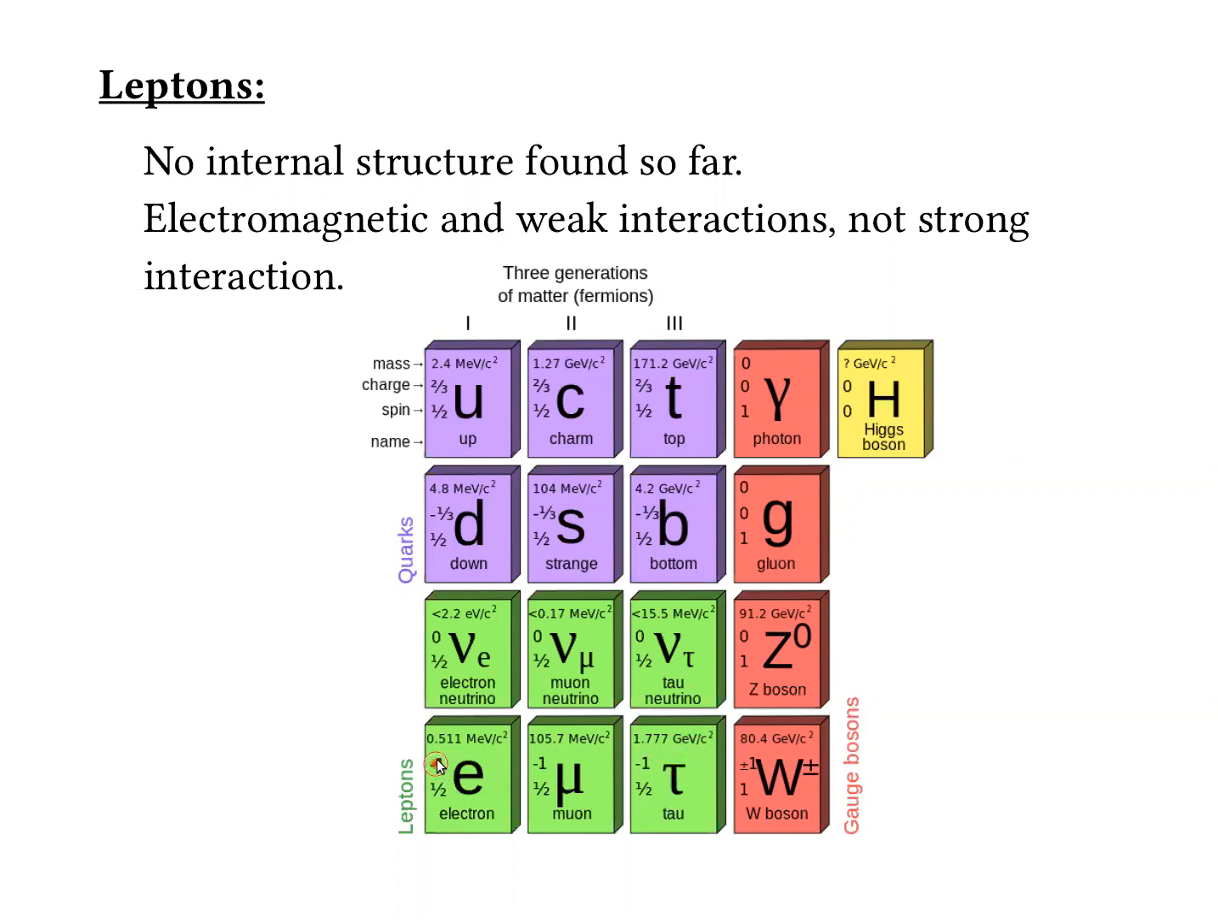These have charge: the electron is -1, and the muon and tau are also -1. Spin is half. Of course, these have antiparticles; we'll see antiparticles later. The electron comes with the electron neutrino, and the muon comes with the muon neutrino. Whenever there is a decay of the muon or an interaction with the muon, the muon neutrino is involved. If there is an interaction with the electron, then the electron neutrino is involved. If there is an interaction with the tau, some decay or something, then there is a tau neutrino there.